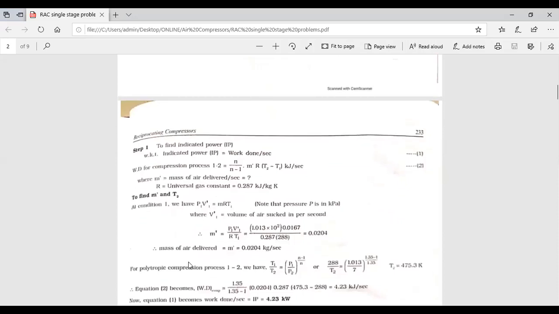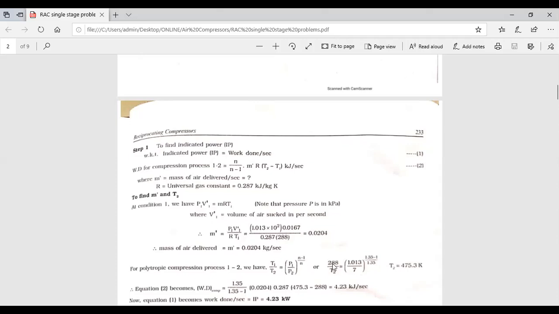So the relationship between temperature and pressure is given by either T2 by T1 equals P2 by P1 to the power of N minus 1 divided by N, or you can express it as T1 by T2 equals P1 by P2 to the power of N minus 1 divided by N. Both have the same meaning. Here T1 is given, 15 degrees Celsius or 288 Kelvin. T2 is unknown, and P1 is given as 1.013 bar. P2 is the delivery pressure, 7 bar, given in the problem. Just substitute the values.